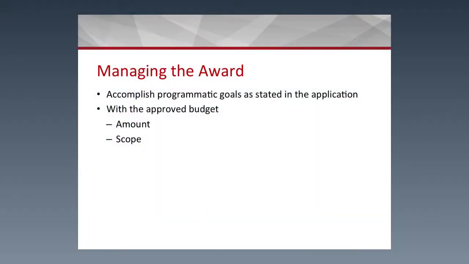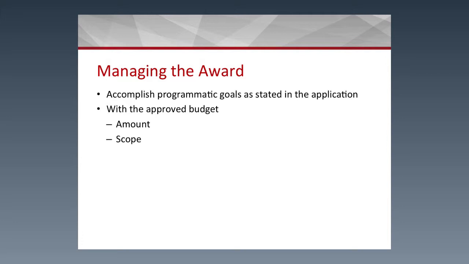So in managing an award, the main goal is to accomplish the programmatic goals as stated in the application. And with this in mind, the approved budget, both in the amount and scope, must be used in accomplishing these goals. The amount is what is awarded after it's reviewed and any unallowable costs are removed. And the scope must be within the scope of the originally submitted award.